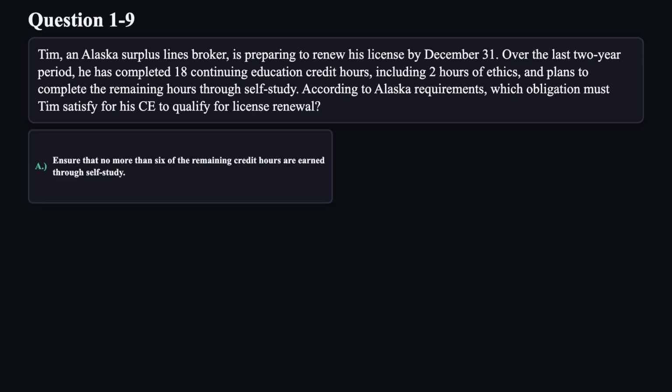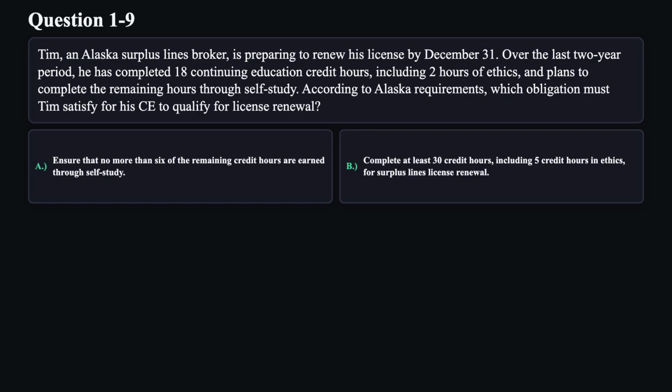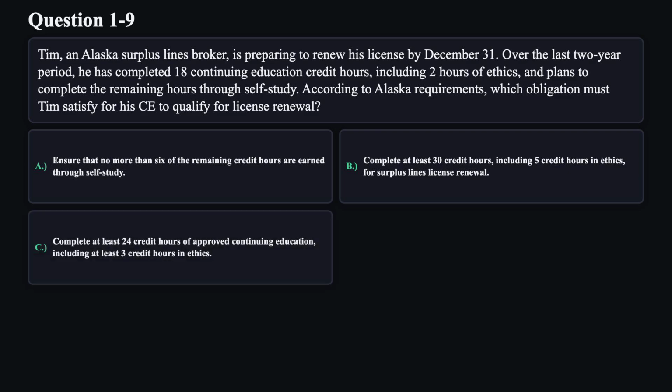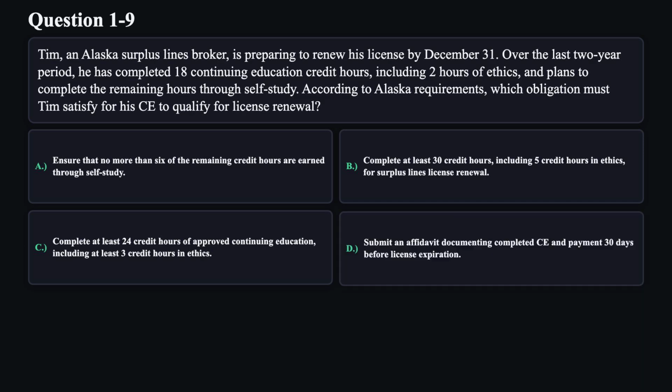A. Ensure that no more than 6 of the remaining credit hours are earned through self-study. B. Complete at least 30 credit hours, including 5 credit hours in ethics, for surplus lines license renewal. C. Complete at least 24 credit hours of approved continuing education, including at least 3 credit hours in ethics. D. Submit an affidavit documenting completed CE and payment 30 days before license expiration.